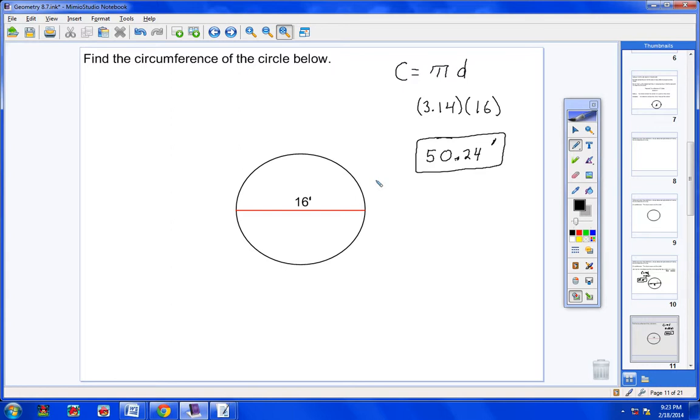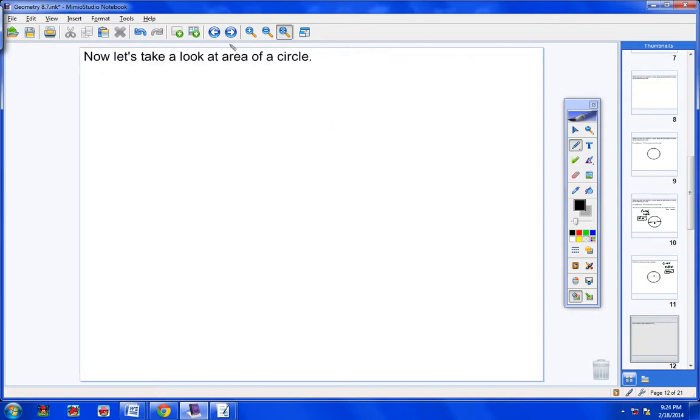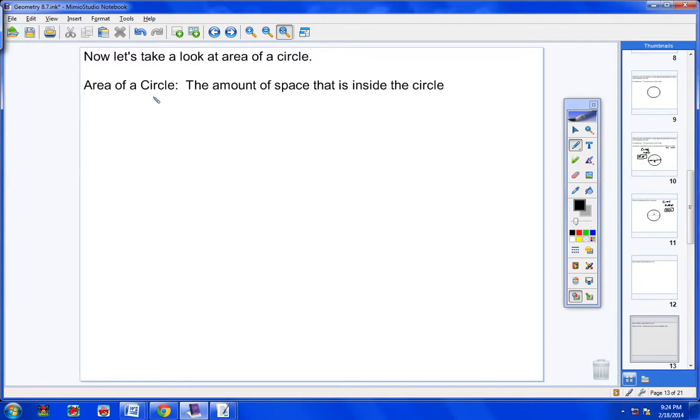All right, so circumference of a circle. It's the distance around the circle, and the formula is pi d, and the answer to this problem is 50.24. Now let's continue on. Let's take a look now at area of a circle. All right, area. Area of a circle, by the way, this will not be on your test. You do not have to memorize this, but you better know what it is. But I am not going to put this on your test as a fill in the blank.